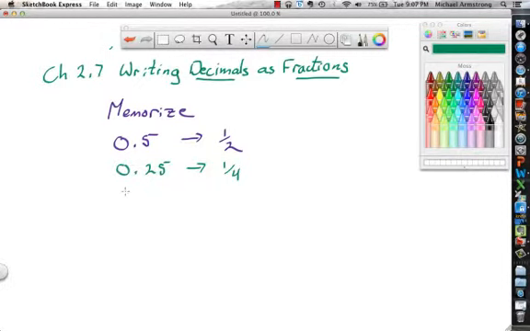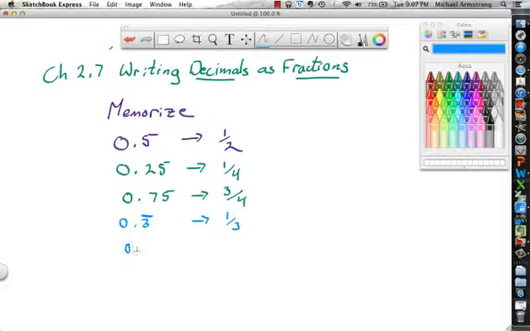The next one is 75 cents, which is 0.75. This can be read 75 hundredths, but it is 3/4. 75 cents is 3/4. So these are all pretty easy. Now, a couple others you need to know. 0.3333 goes on forever. We use the little bar to show that the 3 goes on forever. This is equal to 1/3.